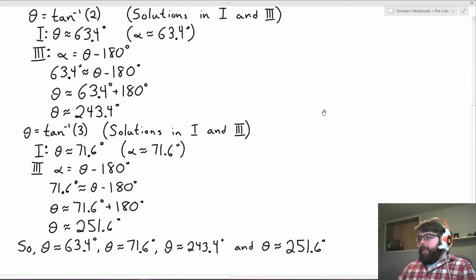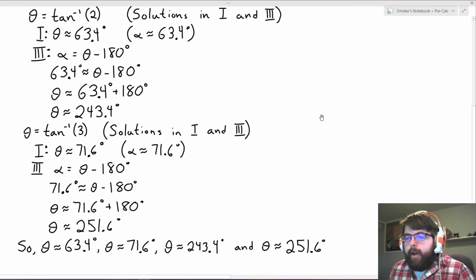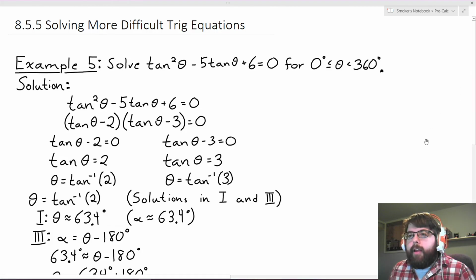Okay, so hopefully this makes sense. Again, more difficult trig equations. They're a lot of work. So in a work packet, this would definitely be 1 problem per page situation going on here.